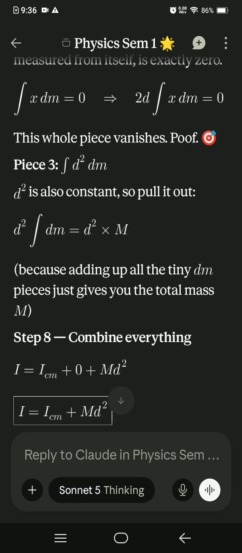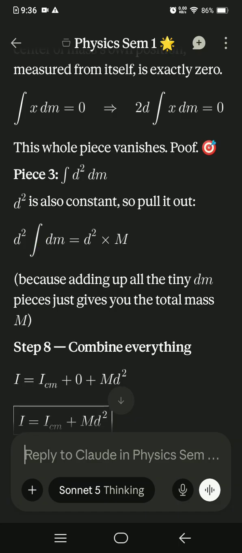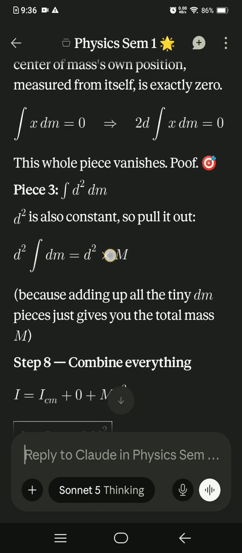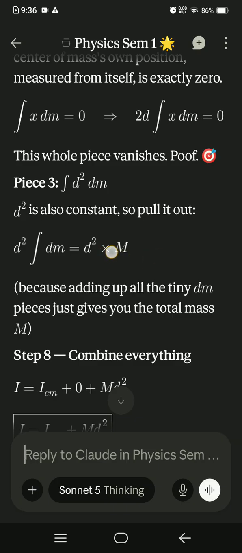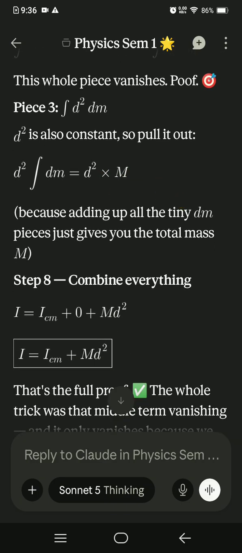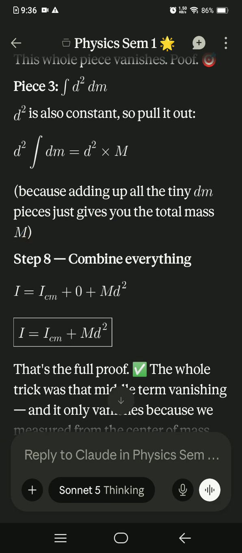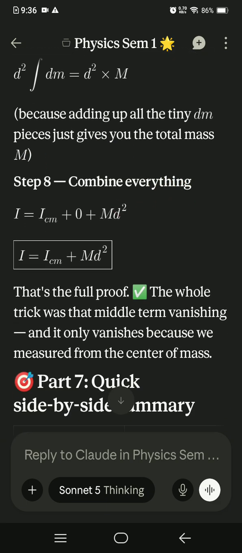Piece 3, d square dm. Now d square is also constant, so pull it out. We have this. We can write 1 in here, I guess. So now d square times m, because adding up all the tiny dm pieces just gives you the total mass. Combine everything. Now we have our formula.